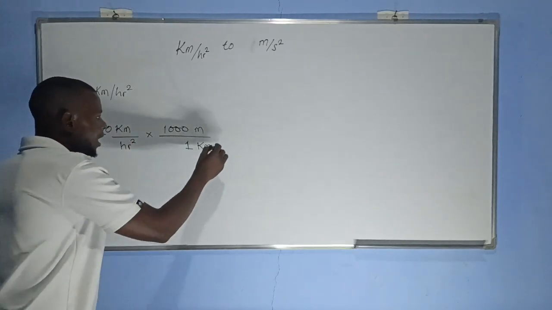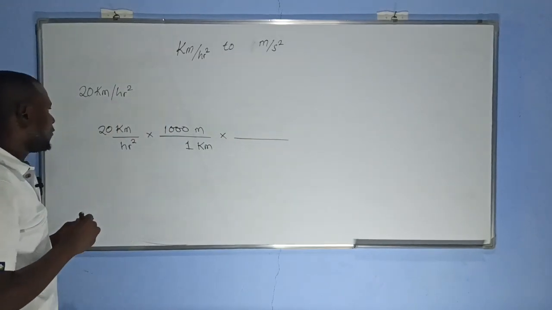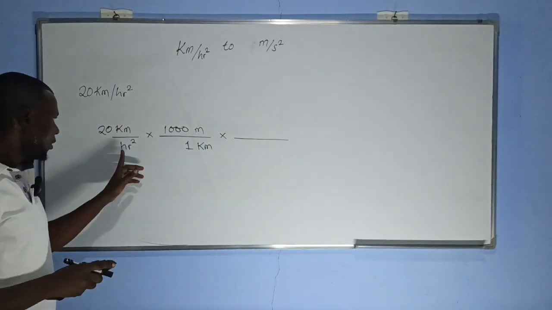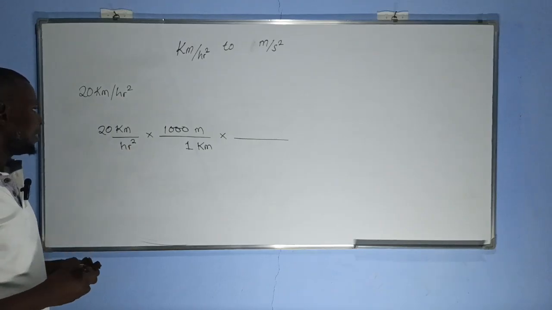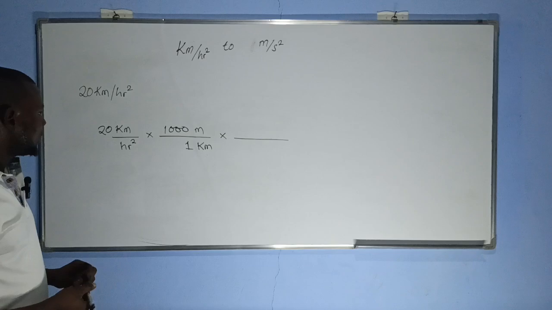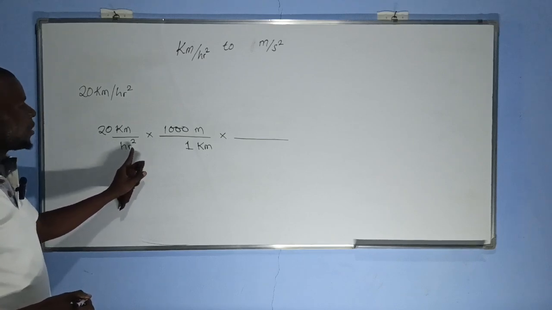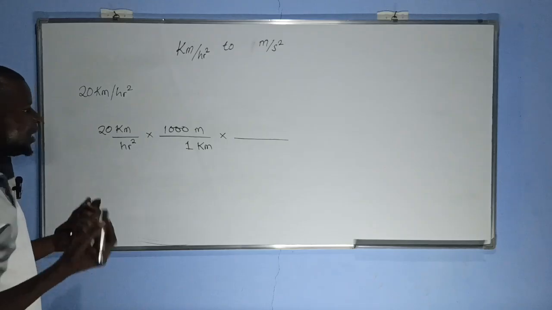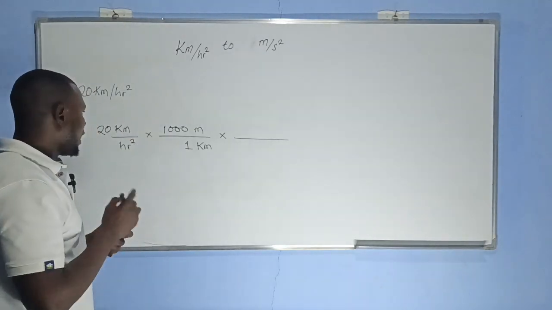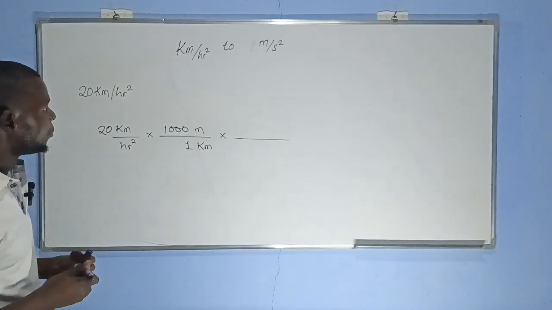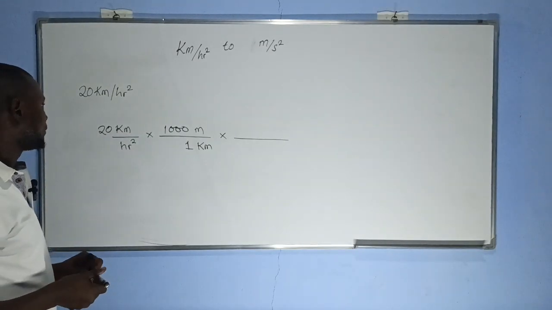We need to introduce another step, and this step is where we are converting now from hours to seconds. Now, we are not just talking about hours, but we are talking about square hours, and we are also talking about square seconds. But to make it easier for us, we are going to use seconds and hours first, then we'll see how we can convert it to square seconds and also square hours.